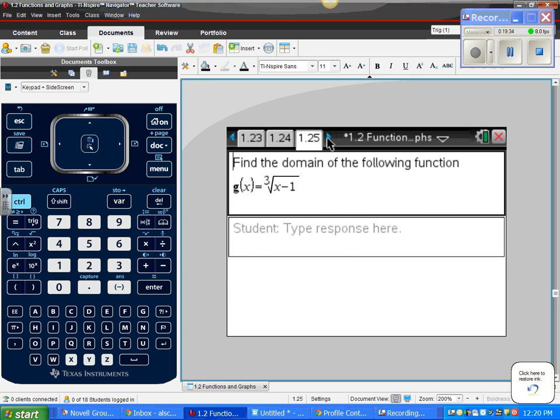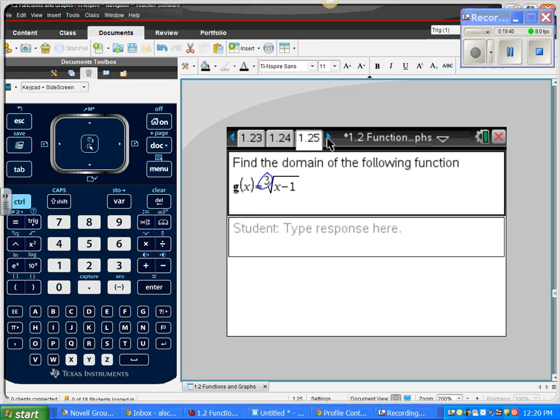Okay, find the domain of the following function, the cube root of x minus 1. This is a special case. Because our index is odd, the radicand x minus 1 can be any number. So therefore, x can be any number. So the domain for this, again, is going to be all real numbers. Now, if the index were even, we'd be dealing with something different, because with even indexes you can't have a negative underneath that radical, so we wind up having to do something a little bit different.